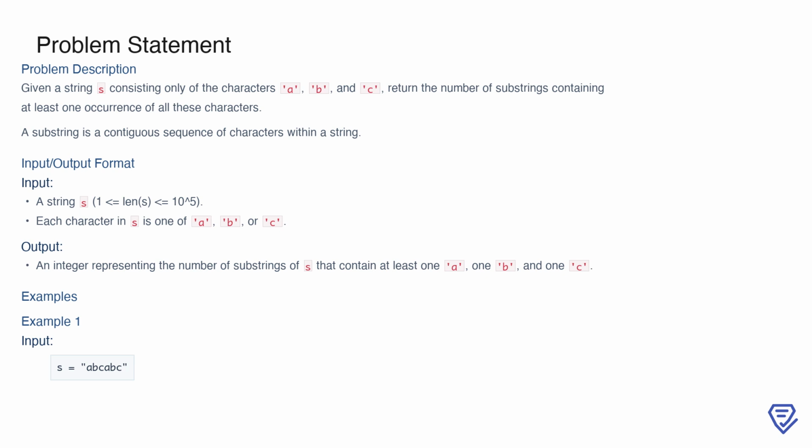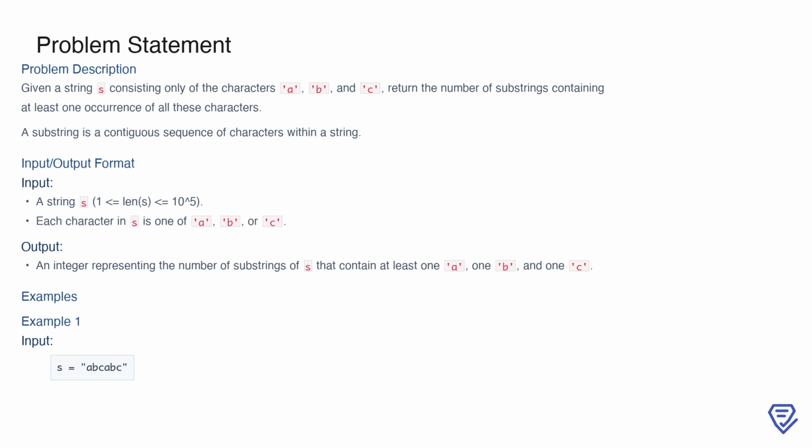The input string S can be anywhere between 1 and 100,000 characters long, and our output will be a single integer representing the count of these valid substrings. This means we need an efficient approach to solve this problem without explicitly generating all possible substrings, as that would be computationally expensive.